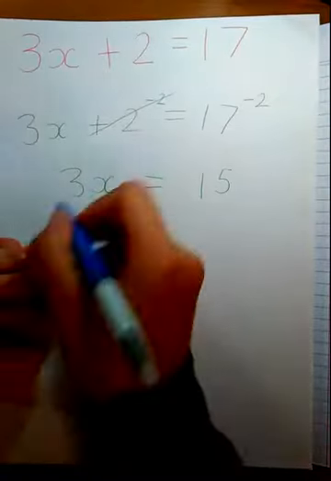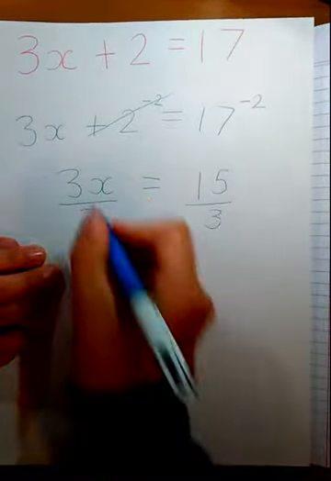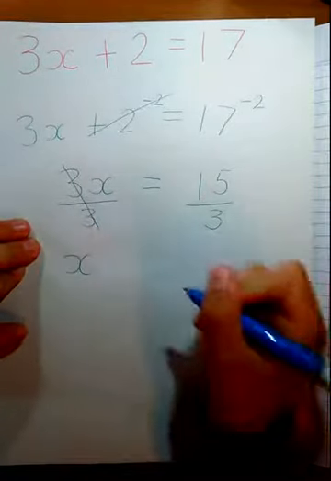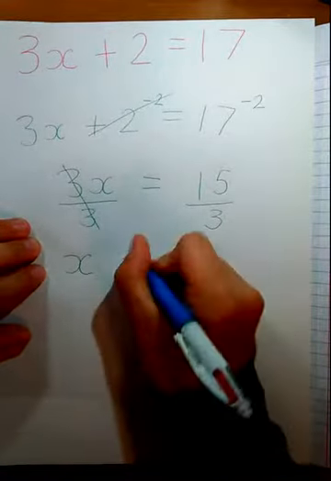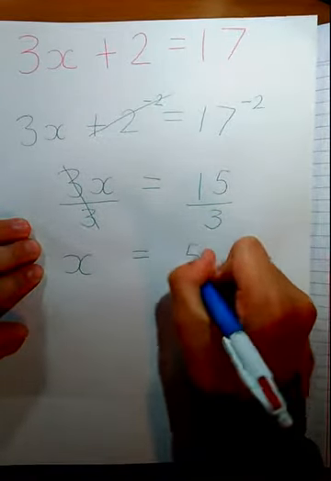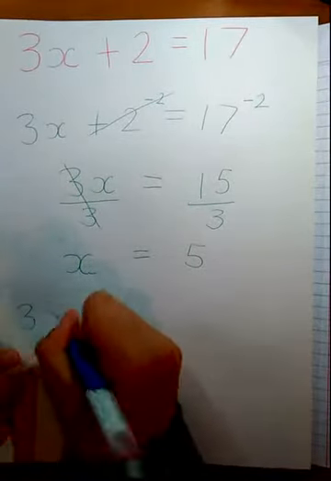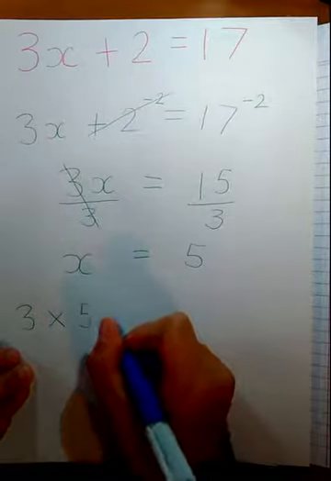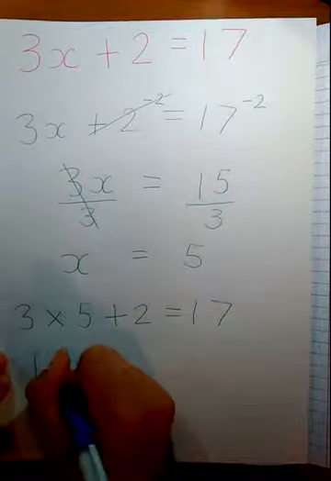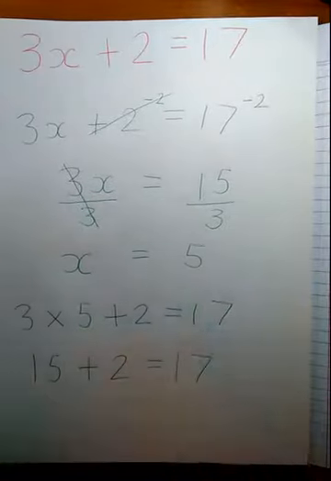Now, as I said, the last step is to divide by 3, and times 3 and then divide by 3 cancels it out, so we just have x, and 15 divided by 3 equals 5, so we're left with x equals 5. Now we can check by substituting 5 with x. 3 times 5 plus 2 equals 17. 3 times 5 is 15. And plus 2 equals 17. So we are now sure that x equals 5.